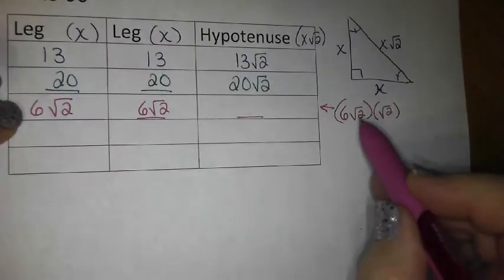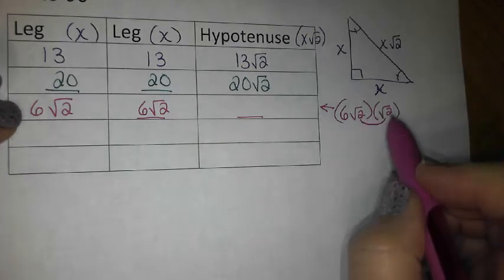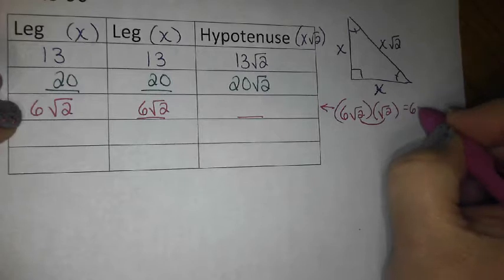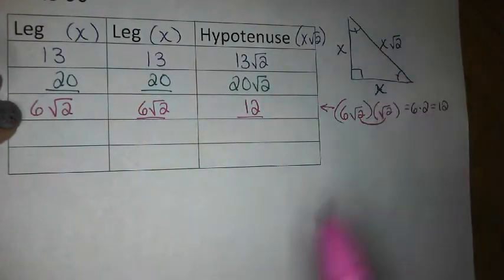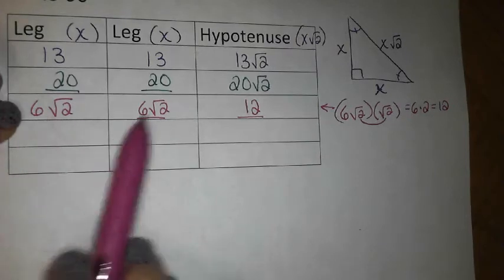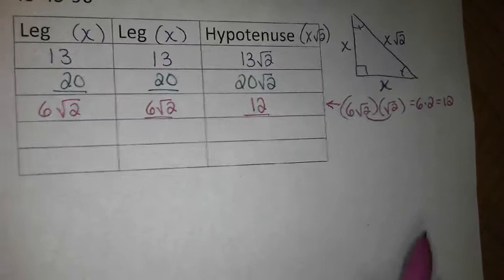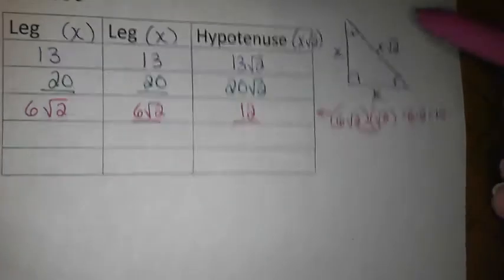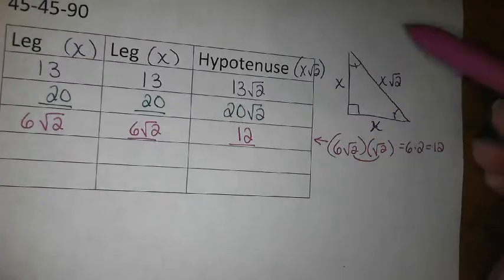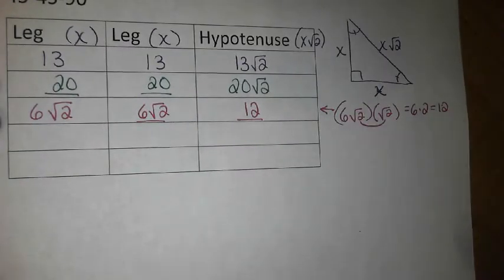So 6 root 2 times root 2. Remember we talked that the square root of 2 times the square root of 2 is just 2. So 6 times 2 is 12. If the legs are each 6 root 2, the hypotenuse is 12. You can put that into your Pythagorean theorem if you want to, or easier if you just learn the relationships in this triangle, and you can do that without even a calculator or the Pythagorean theorem.